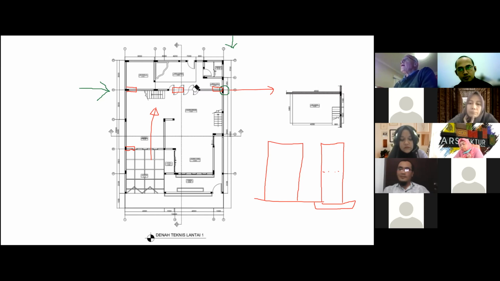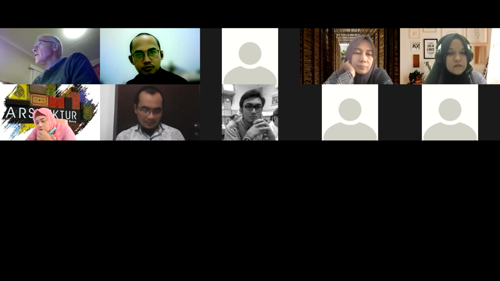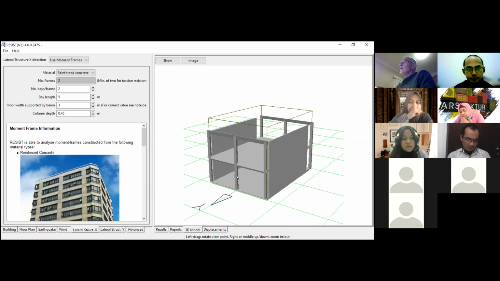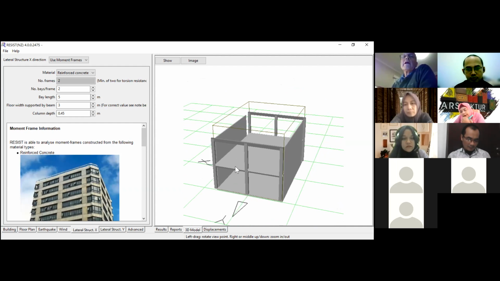And ideally, you would get the students to use some software like Resist so that they can do their own design themselves, to work out what the size of the members can be. But if you don't ask them to use Resist, you've got to give them some guidelines to make sure that the structure that they're putting in their design is reasonable, and it's not ridiculously weak.